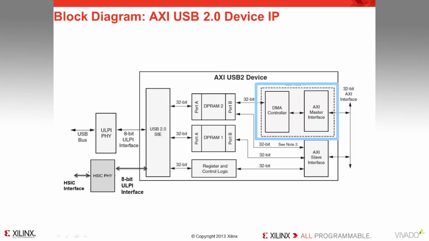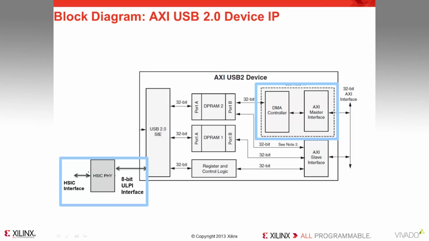So when you enable that configuration option, the interface becomes available and device IP can act as a master. Similarly, HSIC PHY is also a configurable option, which when selected disables or grays out ULPI PHY interface. So you can choose either a ULPI PHY or HSIC PHY interface. So both HSIC and DMA features are configurable. SIE is a serial interface engine which is used for serializing and deserializing data. DPRAM is dual port RAM for storage of data.